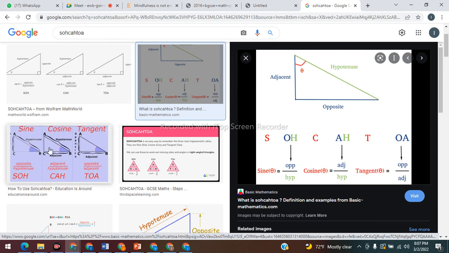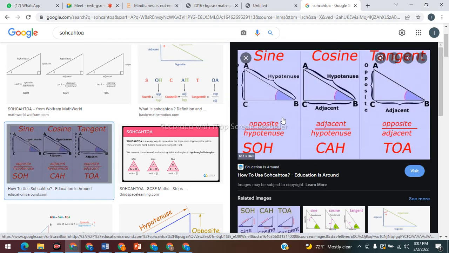No, they have this all mixed up. Let's do it this way. This is better. So the hypotenuse is the length of the longest side. In order to get sine, you will do the opposite over the hypotenuse. In order to get cosine of an angle, you do adjacent over the hypotenuse. In order to get tan, you'll do opposite over adjacent.